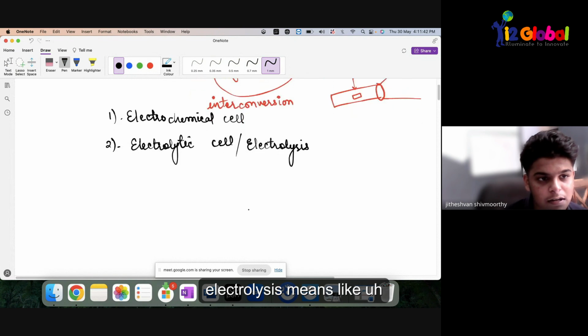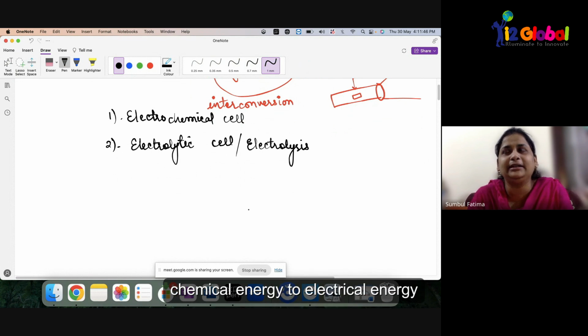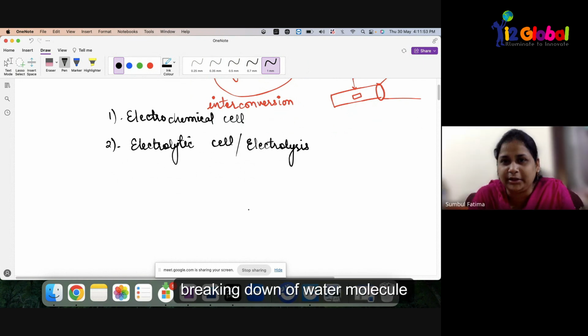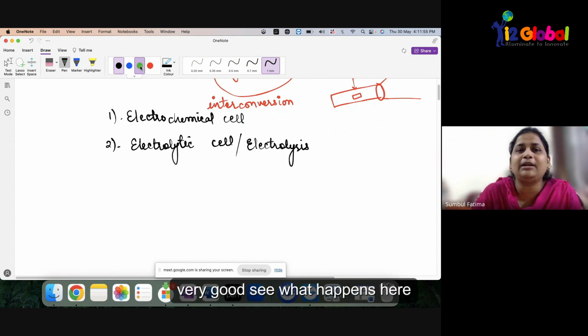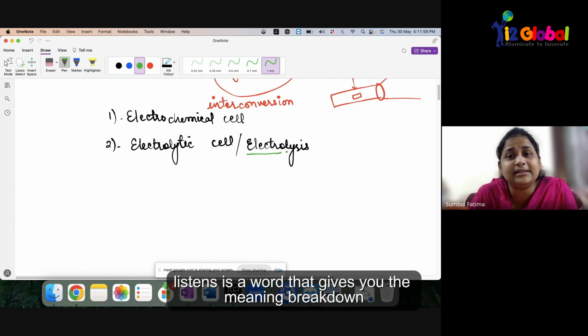Electrolysis means chemical energy to electrical energy. Okay, chemical energy to electrical energy. Any other thing that you know? Breaking down of water molecule. Breaking down of water molecule. Very good. See what happens here, beta. Electro again means electricity. Lysis is a word that gives you the meaning breakdown.